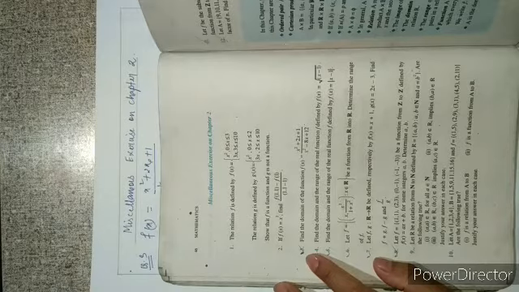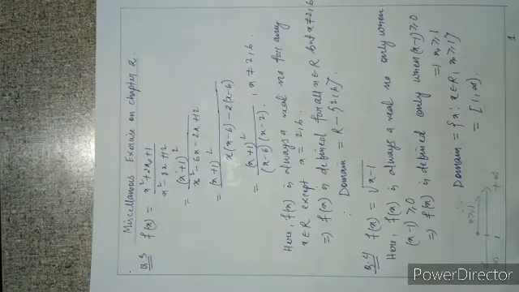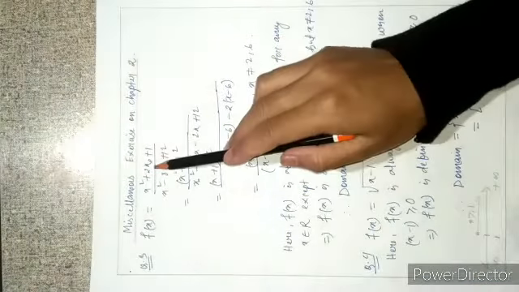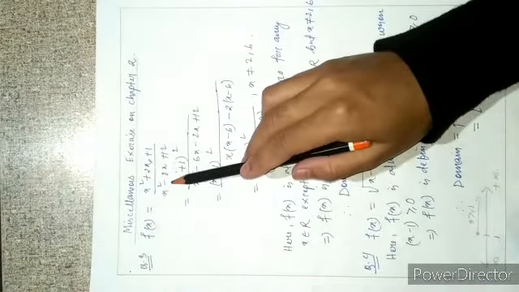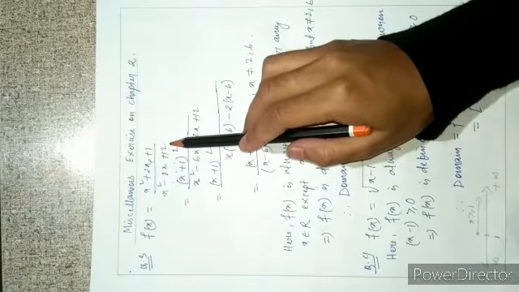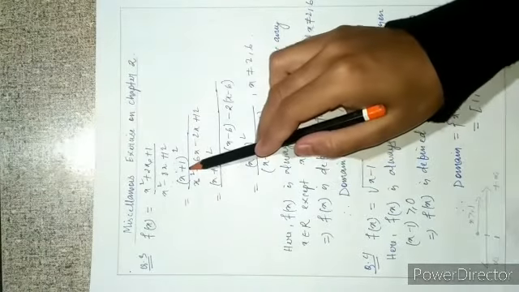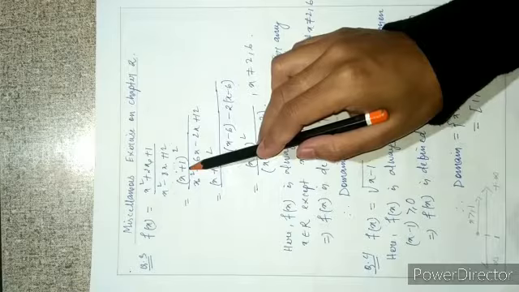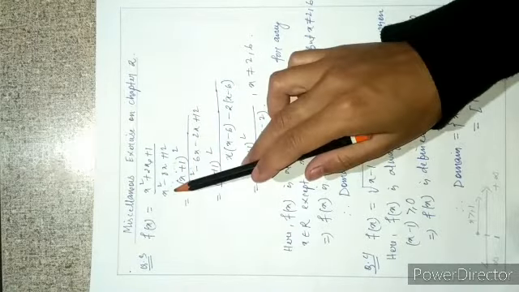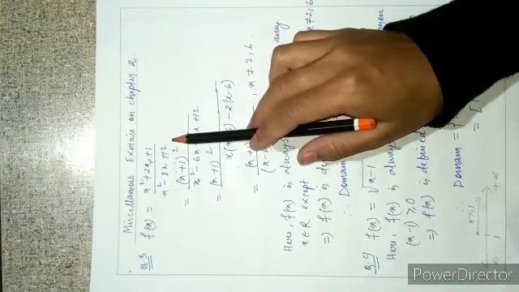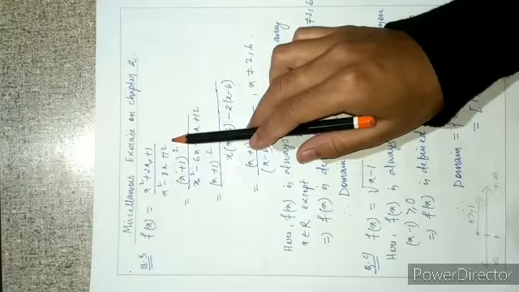12. Question number 3. Here f(x) is x squared plus 2x plus 1 divided by x squared minus 8x plus 12. Then the numerator can be expressed as (x plus 1) whole square, and this denominator x squared minus 8x plus 12 is a quadratic equation in x.